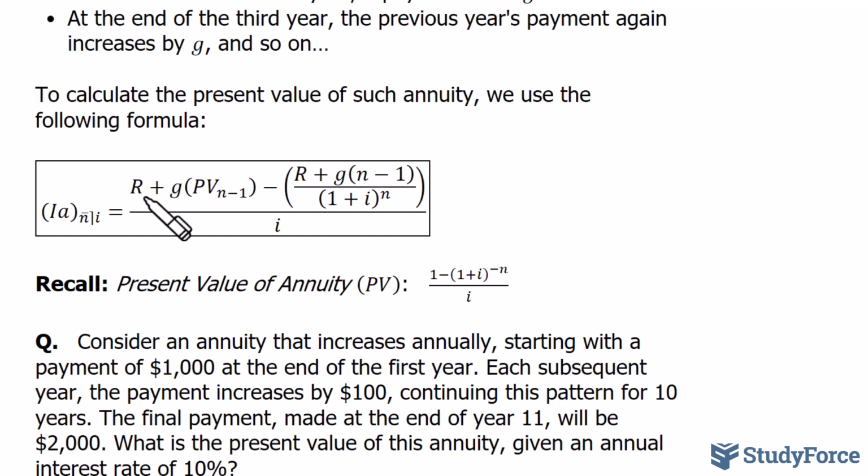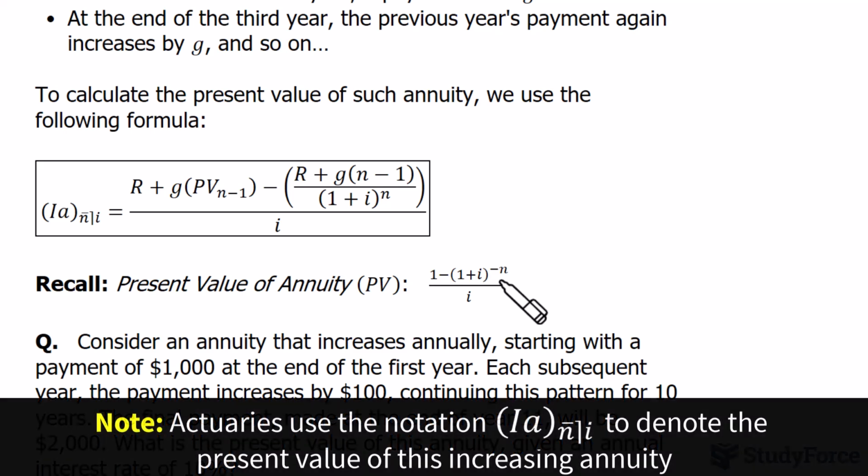Notice that the variable R here represents the initial amount after the first period. G represents the growth for each subsequent period. PV sub n take away 1 represents the present value of annuity, and we've worked with this formula before. It's shown underneath. And the rest is as shown.